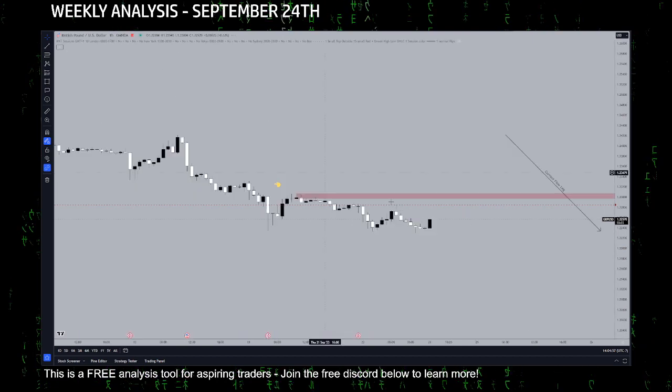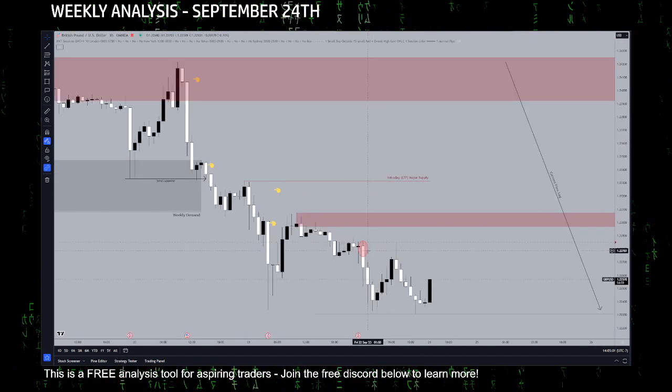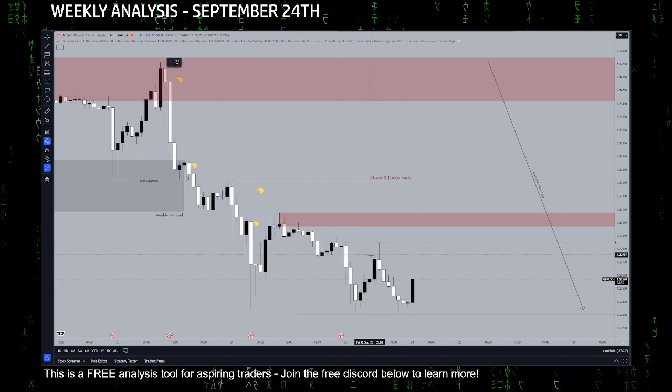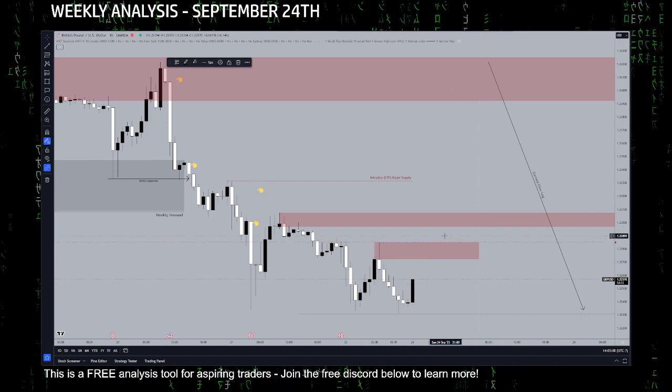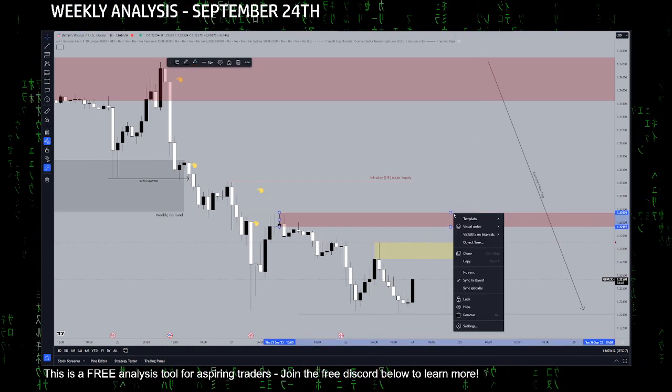Your H1 is going to provide your lowest time frame current situation. I would go ahead and mark this out right here as well. I like to color code. So this is my H4 here.